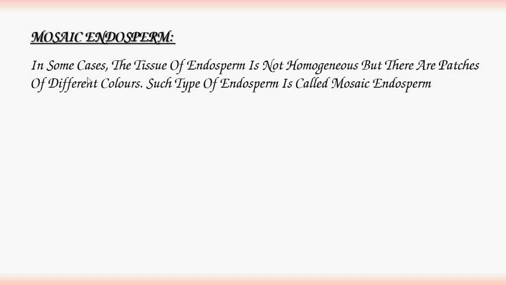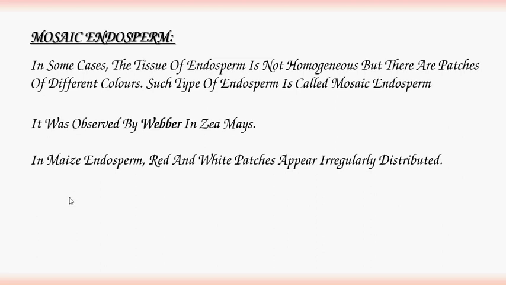Mosaic endosperm. In some cases, the tissue of endosperm is not homogeneous or uniform, but there are patches of different colors. Such type of endosperm is called mosaic endosperm. The word mosaic we generally use for mosaic floors in our houses. It was observed by Weber in maize plant. In maize endosperm, red and white patches appear irregularly distributed. That's why the endosperm is mosaic endosperm.